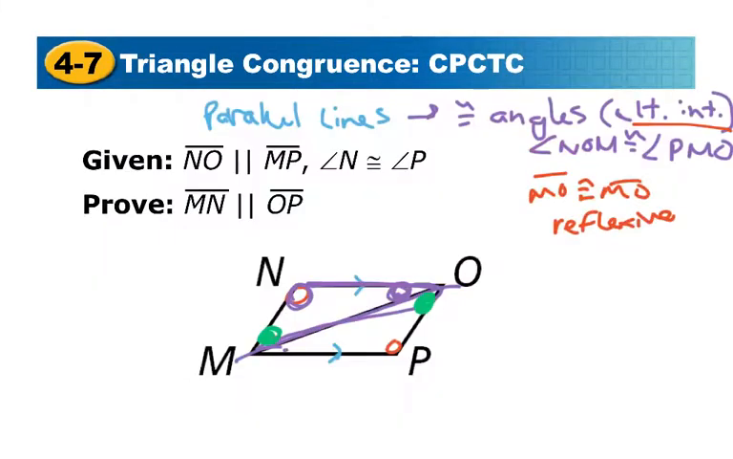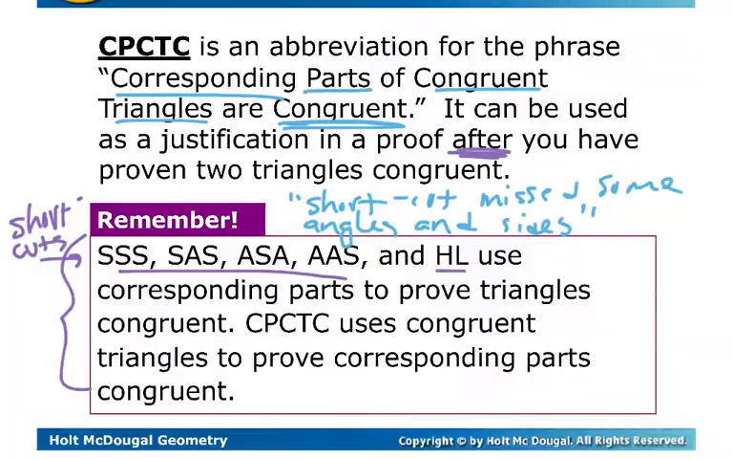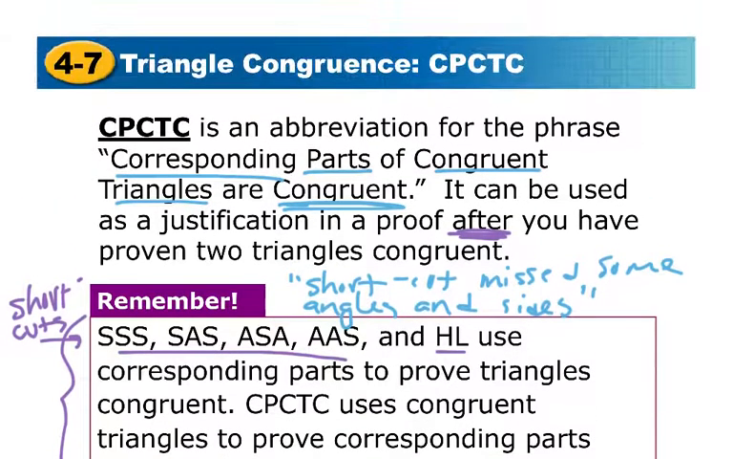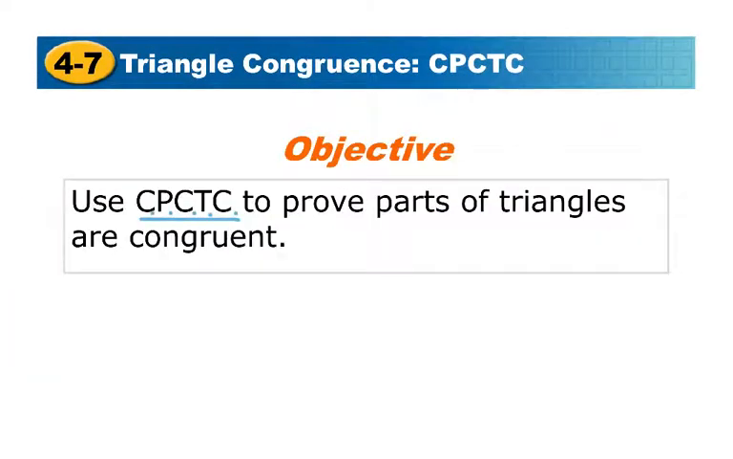So that was a bunch of proofs, kind of putting all of the pieces of triangle congruence together, all those shortcuts, but then now we have this like next step. Once you've proven something congruent, what can you do with it?